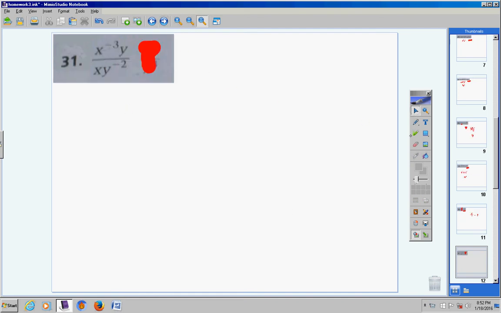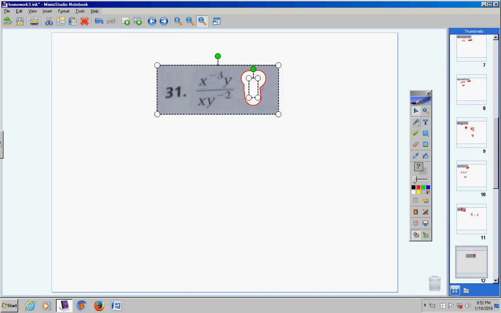Okay, number 31. Okay, now here's what we have. Let's look at this very carefully, okay? Here's what we have. We have a negative 3 here, a positive 1 here, a positive 1 here, and a negative 2 here. So you do not need to move this x that has a positive 1 for a power. You do not need to move, well actually, I'm going to back up. First we're going to divide our like bases, like I should have done first, okay?